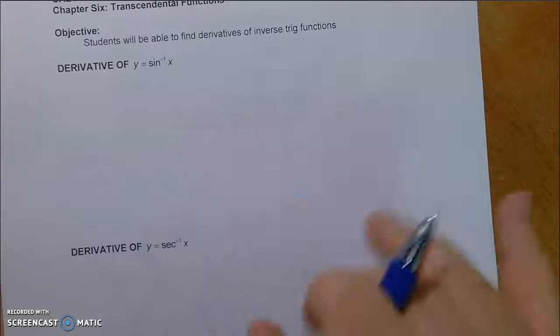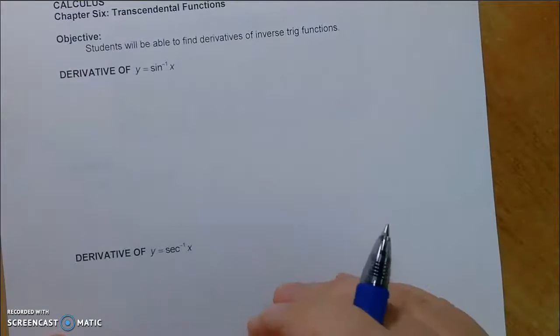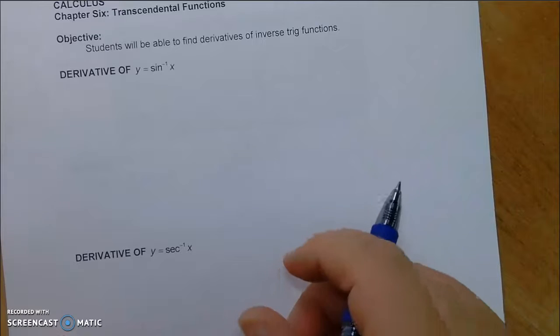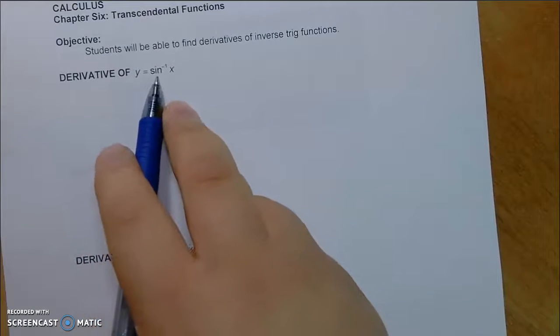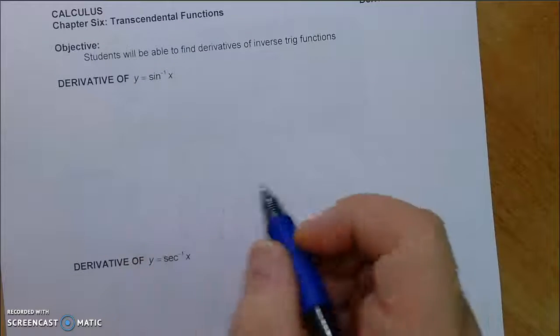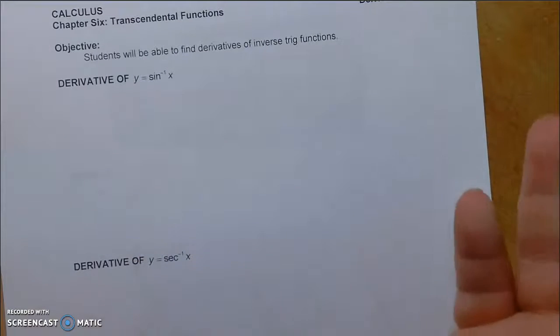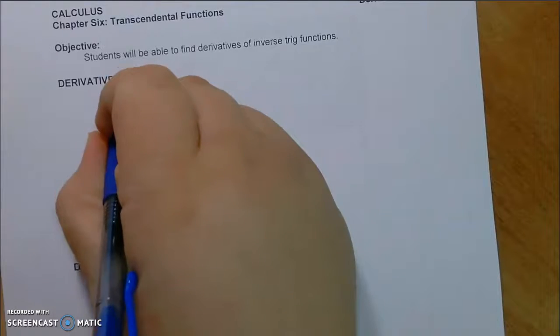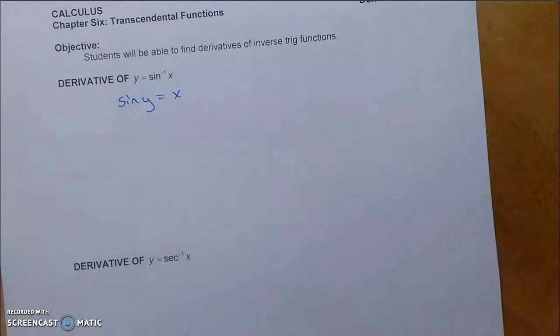We just don't have time to do all of them. If you do want to see them, let me know, or I think they're in the book. You can probably find them online as well. So y equals the sine inverse of x, or the inverse sine of x. We don't know how to do that. But for inverse sine of x, we can just take the sine of both sides and fix that. We get sine y equals x.